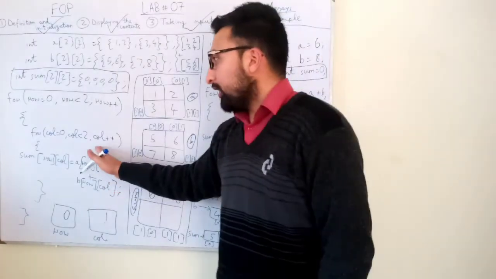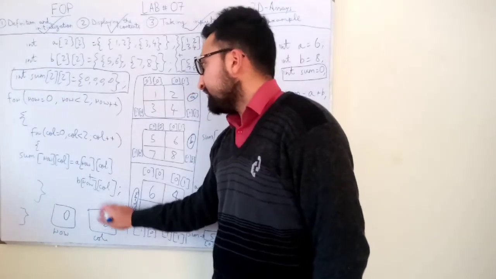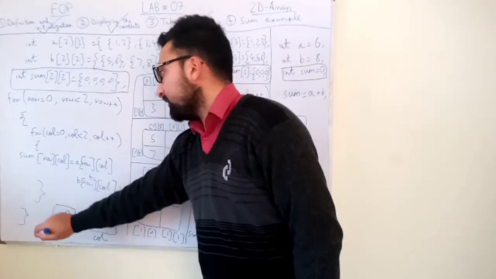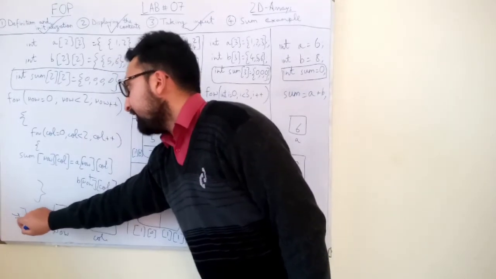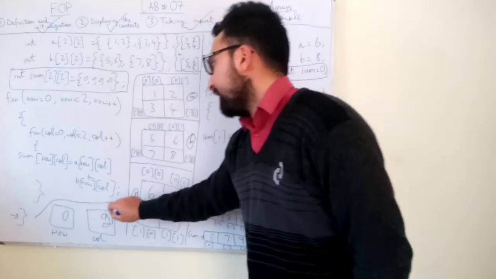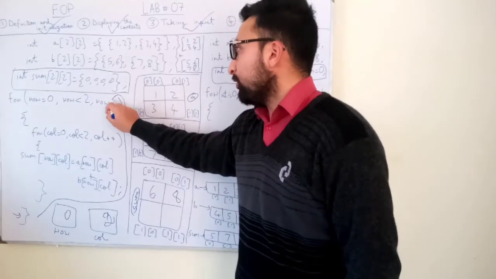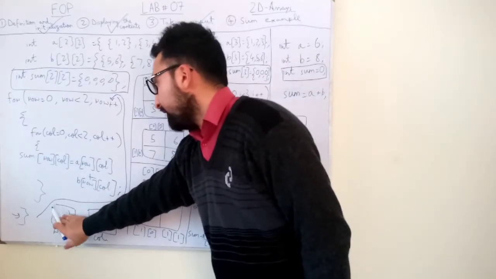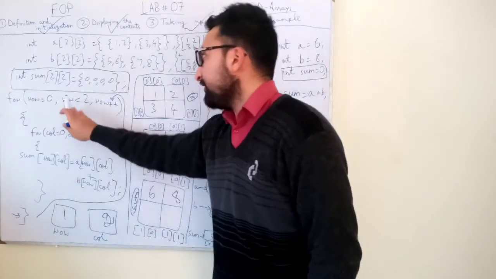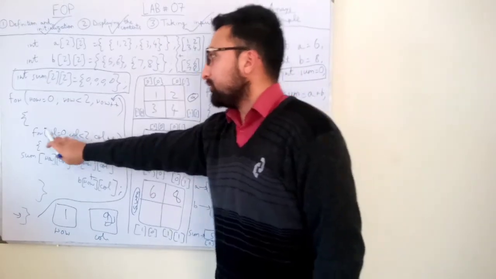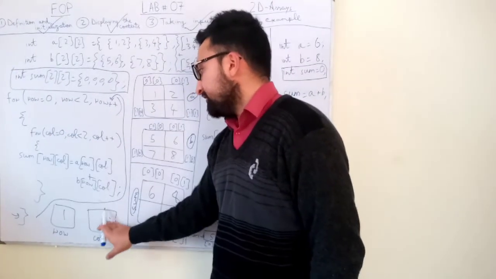Next, it will go back, column will become 2 now. 2 is less than 2 is a false statement, these brackets will get skipped and it will come here. Here it will again encounter the closing bracket of another for loop, it will go back here, row will become 1 now. It will check 1 is less than 2 is a true statement, column will again become 0.